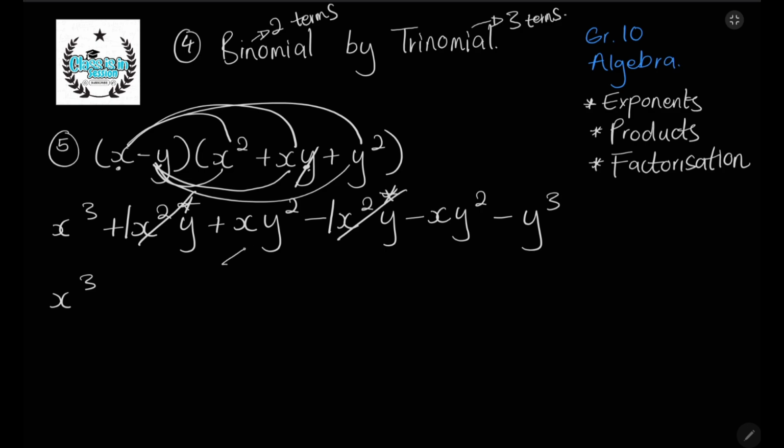Positive xy squared and negative xy squared. This is basically 1 minus 1. These cancel each other out, and you're left with negative y cubed. So your answer is x cubed minus y cubed. Guys, if you ever solve products and you don't have any like terms, you probably made a mistake somewhere. So in this case, you saw that you have about 4 like terms, right? So they cancel each other out and you're left with this.